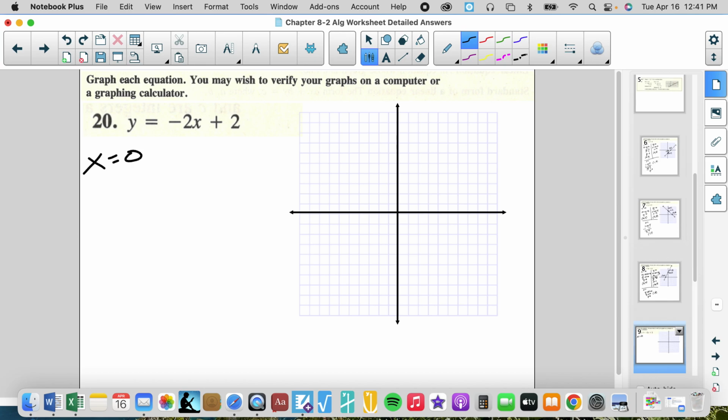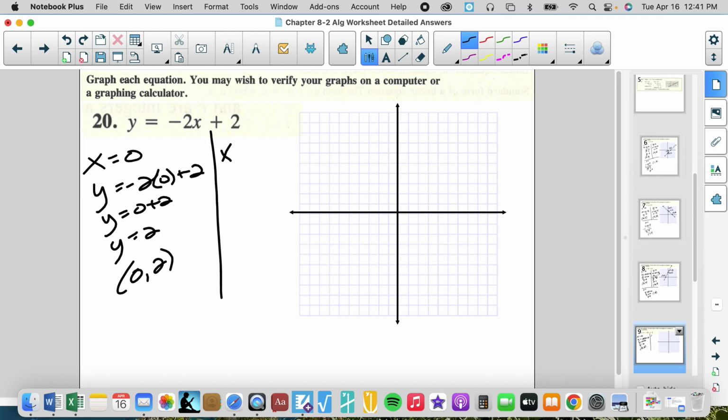Let's plug in x is 0. We get y equals negative 2 times 0 plus 2. Y equals 0 plus 2. Y equals 2. My point is 0, 2. Plug in y equals 0. We get 0 equals -2.